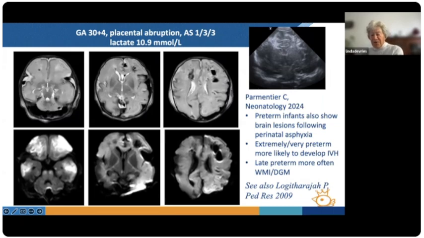So we did a paper about the asphyxia in the preterm and their MRI findings last year. And we noted that preterm babies, they also have problems. If they are extremely preterm, they are more likely to develop an IVH. If they're late preterm, 32 to 36 weeks, then they more often have white matter injury or deep gray matter problems.